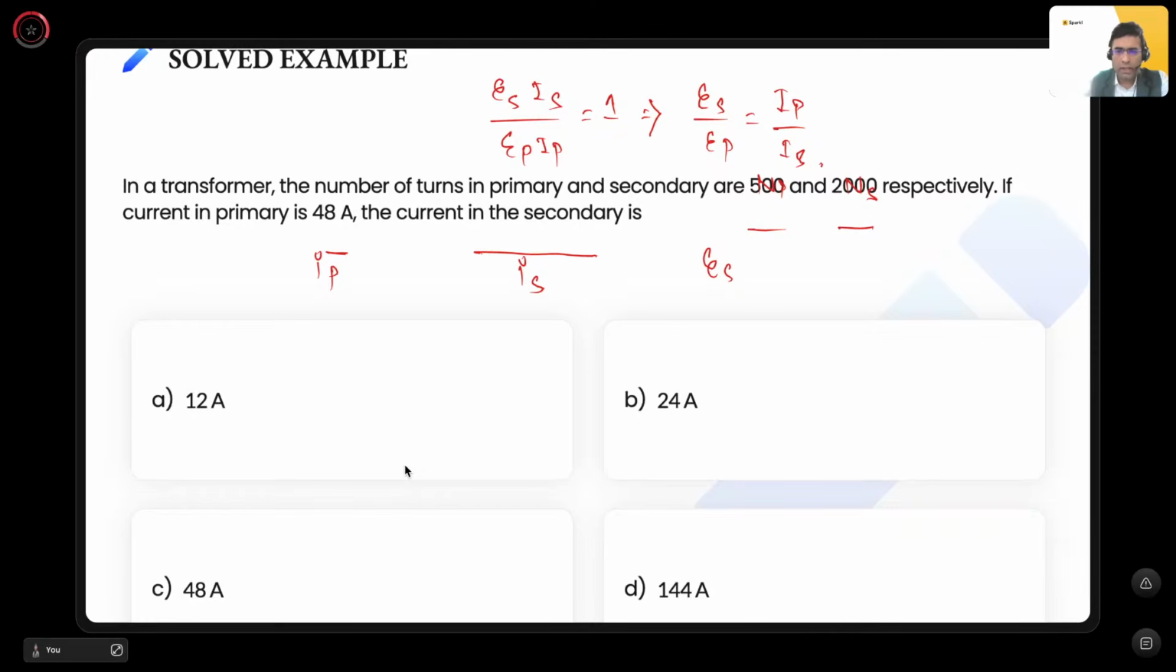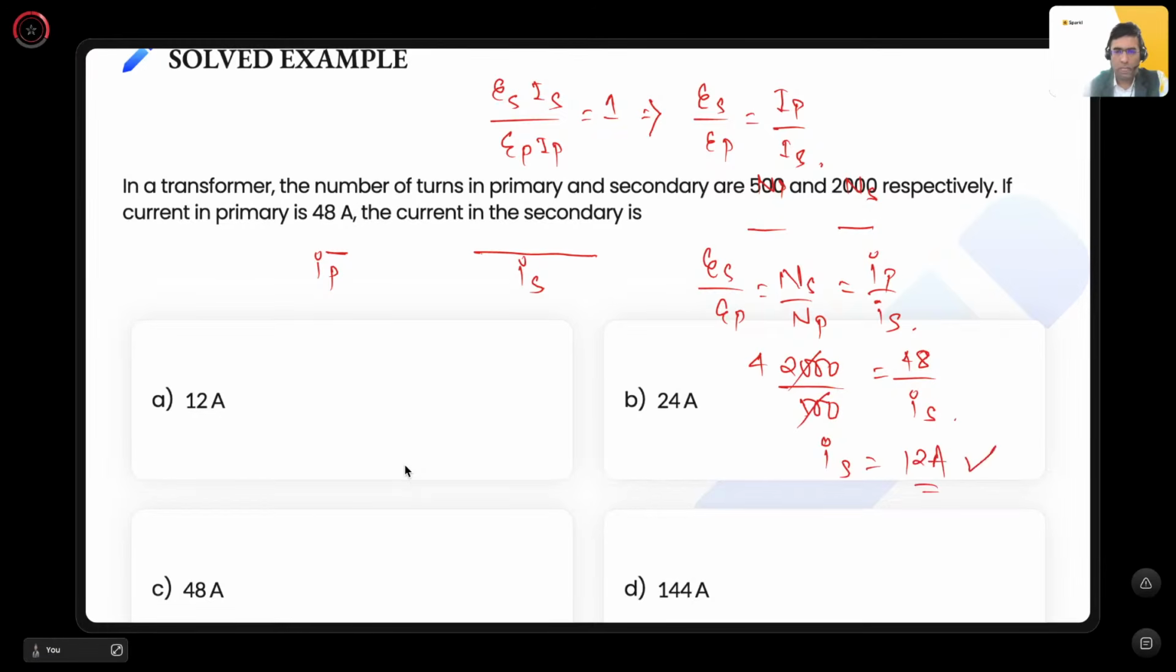And we already know that ES upon EP will be equal to NS upon NP. So I write it IP upon IS. Now I just put the values. NS is given as 2000, NP is 500, IP is given as 48, and IS I need to find out. So this will go 4 times and IS will come out to be 12 amperes. Again, an important, easy question, and similar questions you will get on efficiency of the transformer as well. So just practice the transformer part very carefully.